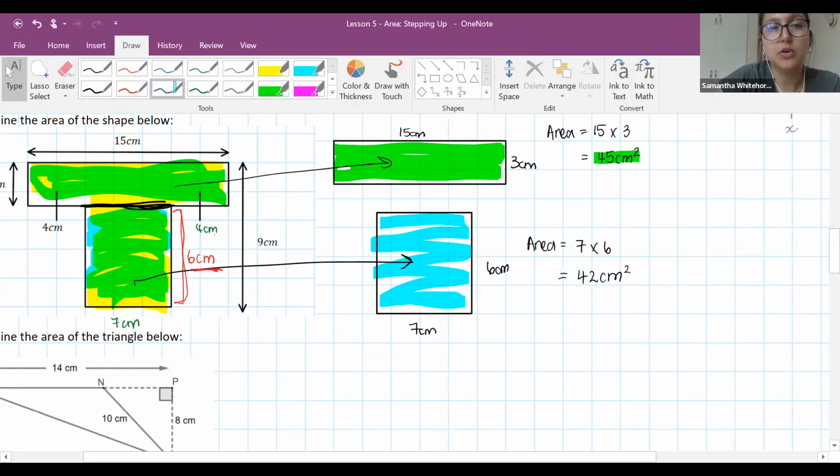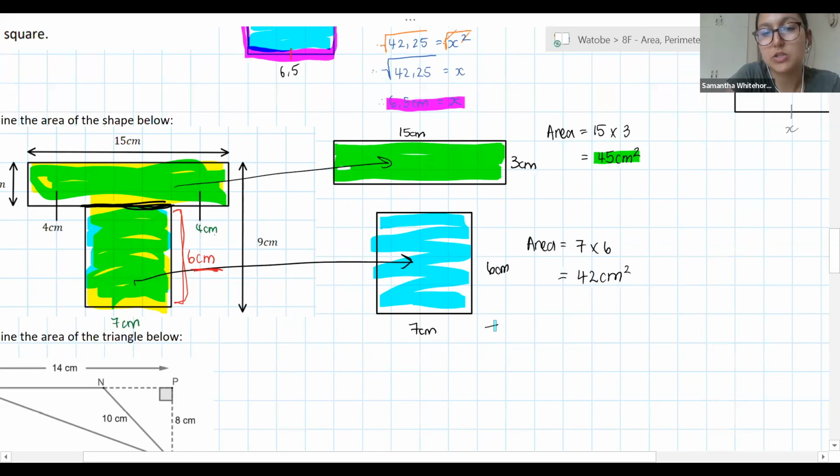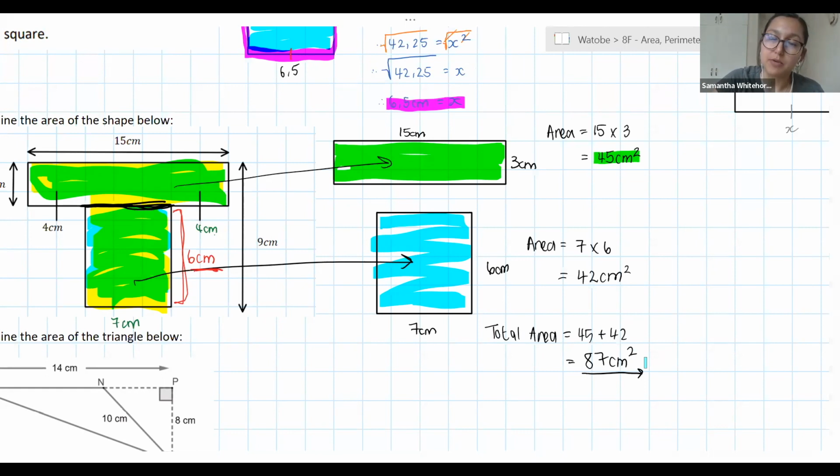Now, because we want the total area, we need to add these 2 together. So the total area of the shape that we are working with is 45 centimeters squared plus 42 centimeters squared, and that gives us 87 centimeters squared. So the total area of that shape is 87 centimeters squared. I could do that because I could break my complex shape up into shapes that I am more comfortable with, where I can use appropriate formulas that I have.